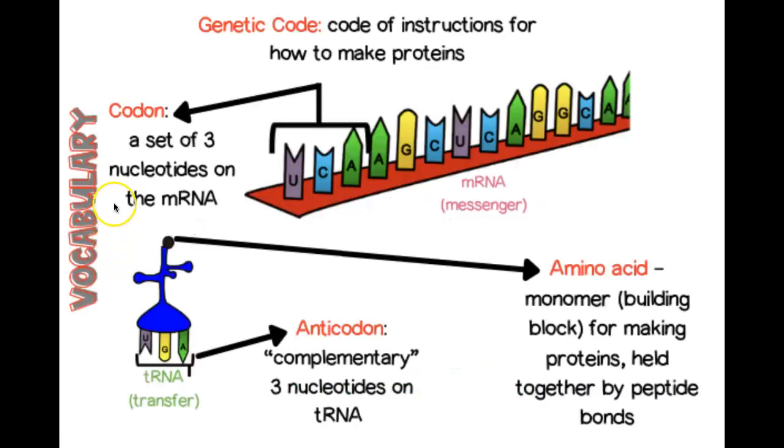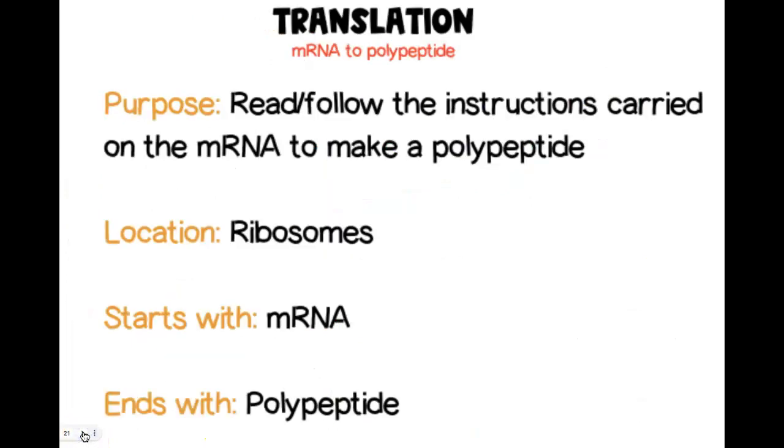So here's some vocabulary that you need to remember. Genetic code is the code of instructions for how to make proteins. The codon is a set of 3 nucleotides on the mRNA. And then the transfer RNA has the anticodon, which is complementary, 3 nucleotides on the tRNA. And this little guy up here is the amino acid, the monomer building block for making proteins, which are held together by peptide bonds, which will make a long strand of polypeptides.